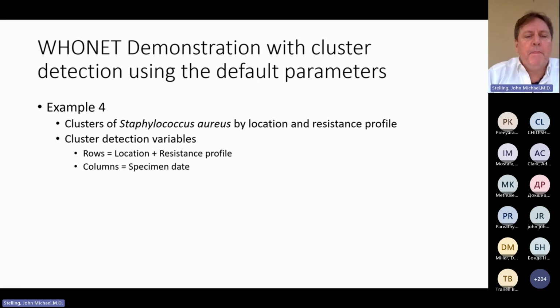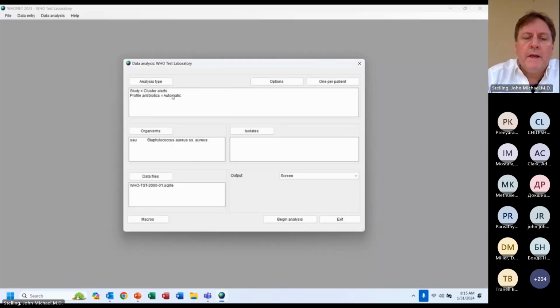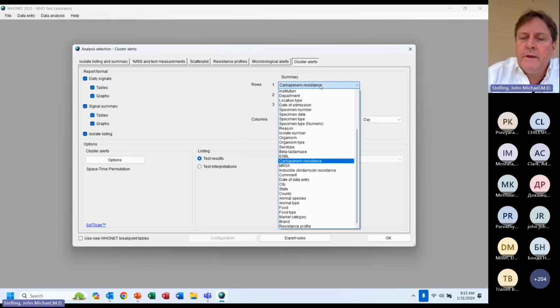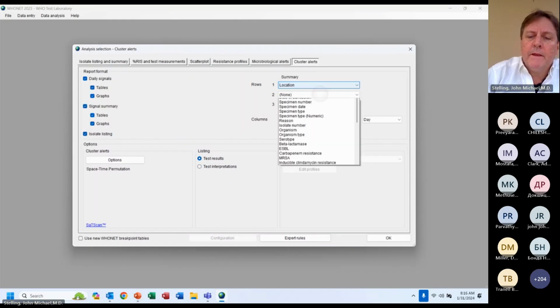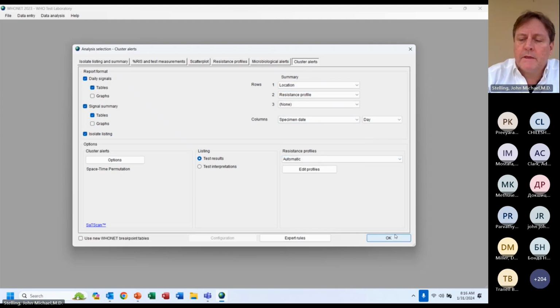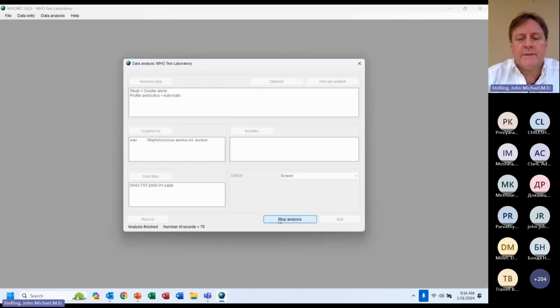And the last example, I'm going to put 2 variables, location and resistance profile. So before you saw that the rows were the organism, or they were the location, or they were the resistance profile. This time I will bring together the location and the profile. I click on Analysis Type, and I will put location as my first variable, and I will put resistance profile as my second variable. I click on OK. I click on Begin Analysis.